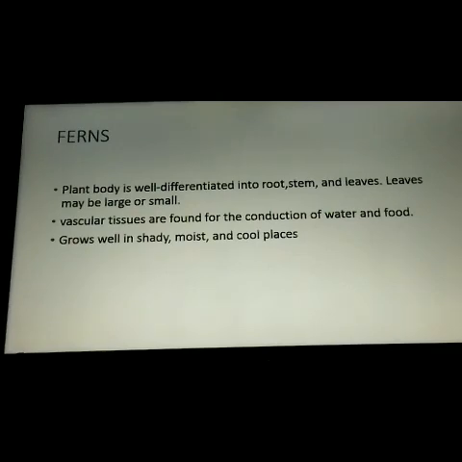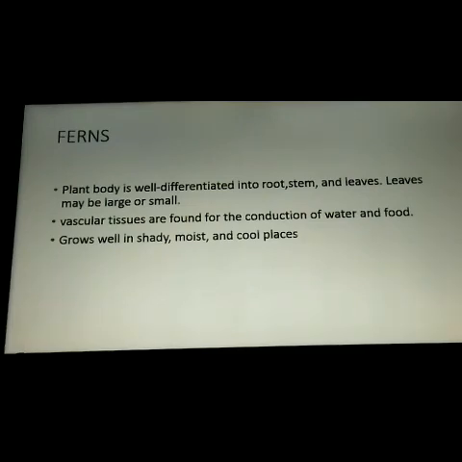So apart from algae and mosses, in the case of fern kinds of plants, we are able to differentiate which is the root, which is the stem and which is the leaf, right? And the leaves can be either large or small in size in ferns. And vascular tissues are found for the conduction of water and food. Basically, they are the first land plants, which grow well in shady, moist and cooler areas.